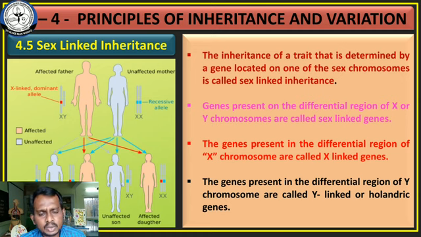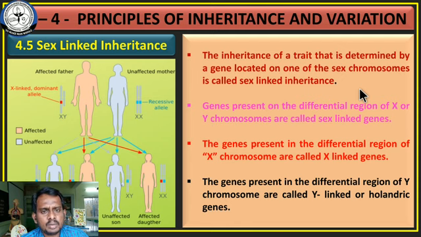Characters are inherited by the children through the autosomes, or the somatic chromosomes. The topic is sex-linked inheritance. That means the characters that are inherited by the offspring or the children from the parent through the sex chromosome, either the X chromosome or the Y chromosome, that is called sex-linked inheritance. See the definition: the inheritance of the traits that are determined by the genes that are located on one of the sex chromosomes is called sex-linked inheritance.